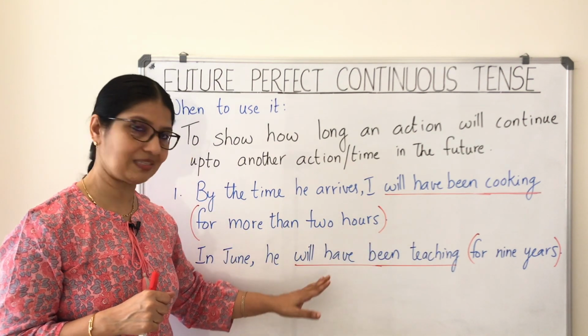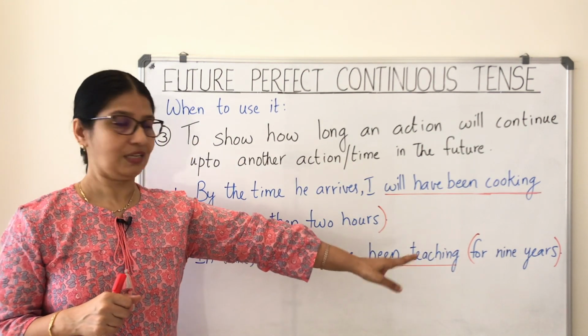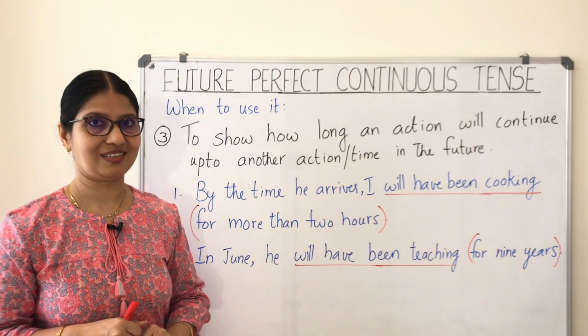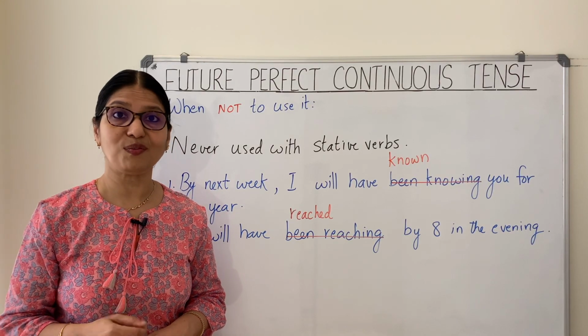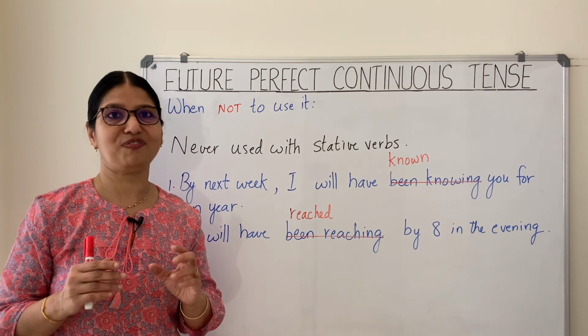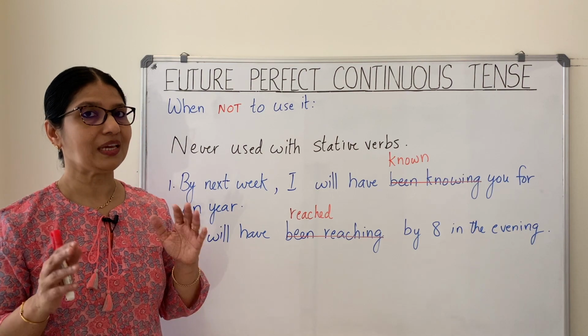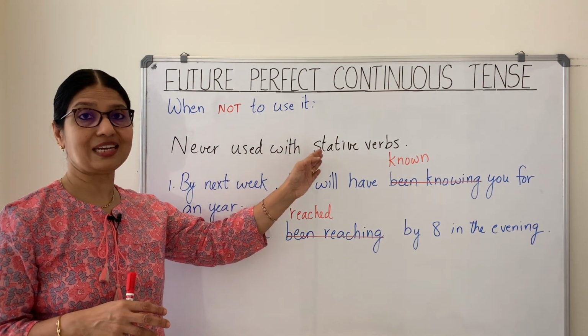Here again, the same tense is used and you can see that I've used the time expression with for 9 years. Now let's focus on when not to use the future perfect continuous tense. Just like any other continuous tense, we cannot use this tense with stative verbs.